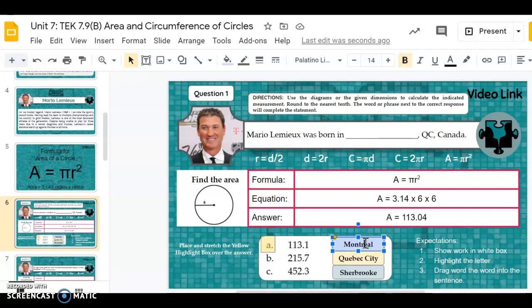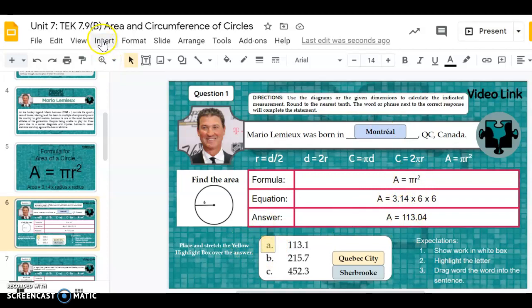I'm going to take this. You can't drag when your cursor's like this. You have to have that cross line, that cross right there. You click on it, hold it, and drag it up with your other finger, and there you go. This slide right here is exactly what I want to see on every single slide. This is what I want to see. The word up here, the letter highlighted, your work shown.